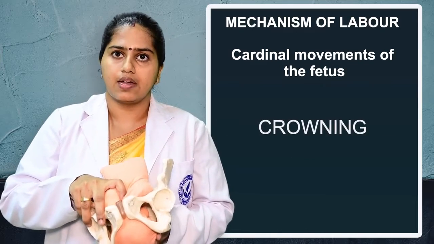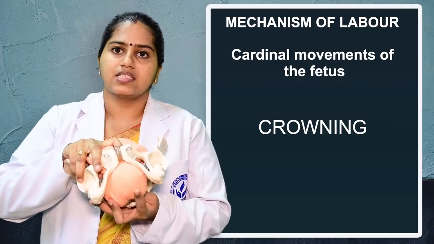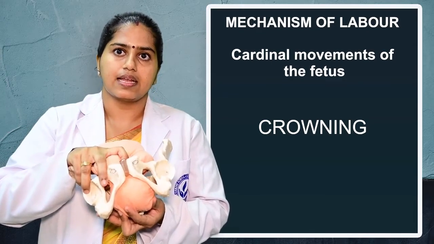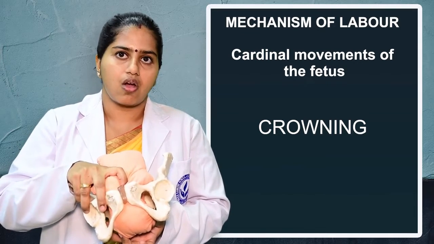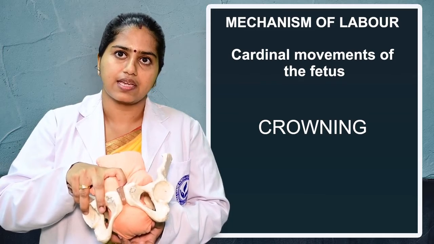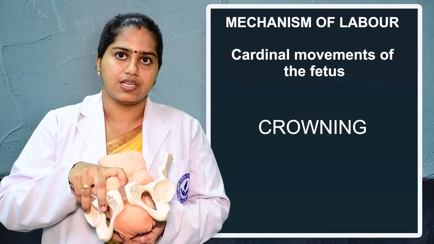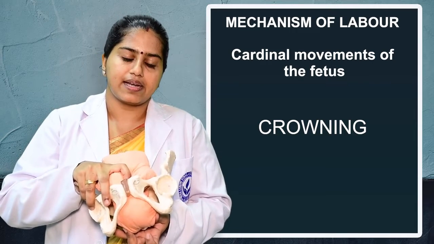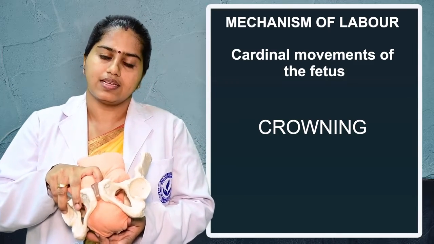The next cardinal movement is crowning. So you can see the head. The maximum diameter of the fetal head, that is the biparietal diameter 9.5 centimeter, stretches the vulval outlet, no longer allowing recession of the head back into the vagina even after the uterine contraction is over. That is known as the crowning. So the maximum biparietal diameter stretches the vulval outlet.